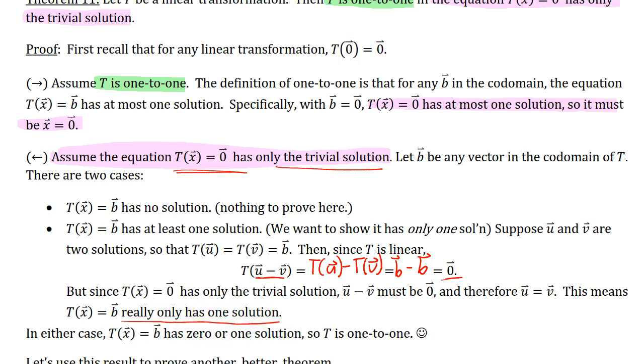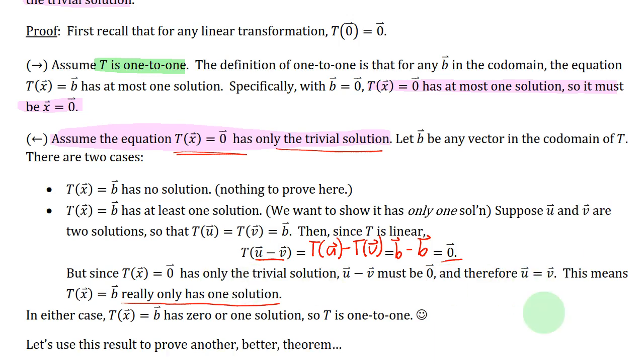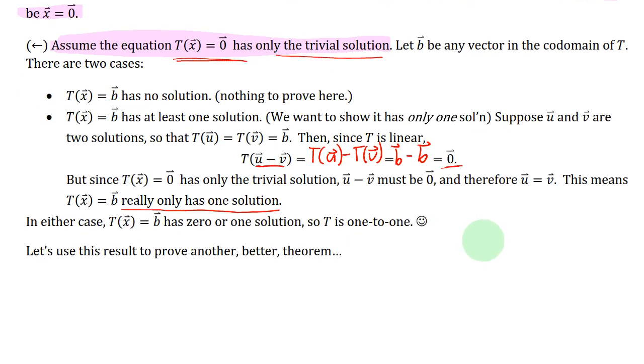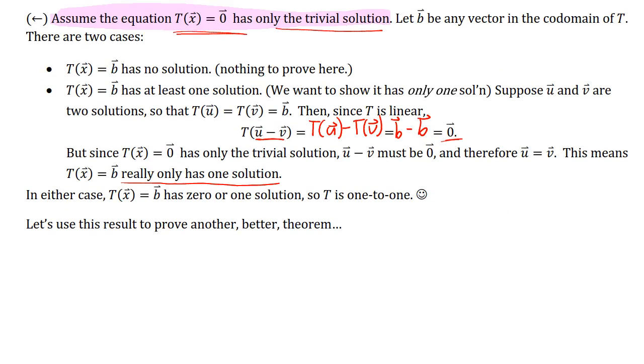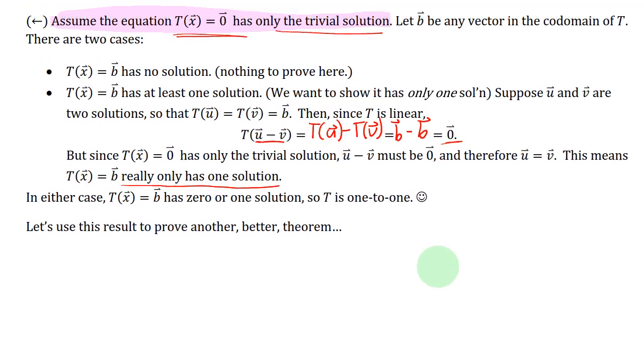This is a general way in math. If you want to show that something is unique, that there's only one object which satisfies whatever property you're talking about, you suppose that you have two of them, and then you do some stuff to show that they must actually be equal to each other. So that's a common proof technique when you get into more advanced classes. You probably won't need it so much in community college. So in either case, T(x) = b has either 0 or one solution, and that's what it means to be 1 to 1.